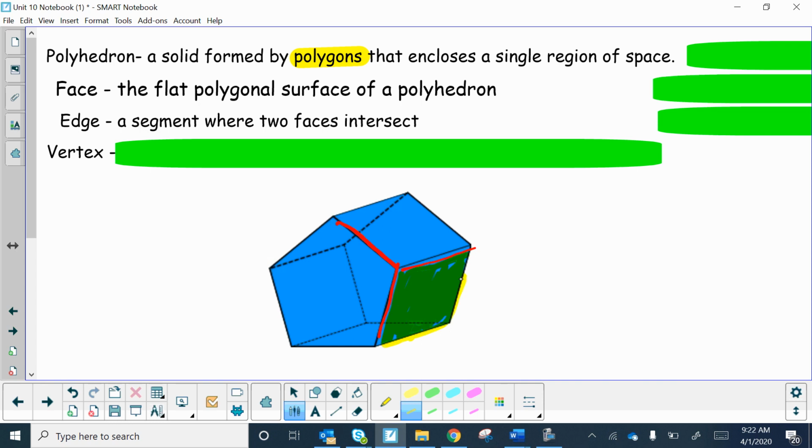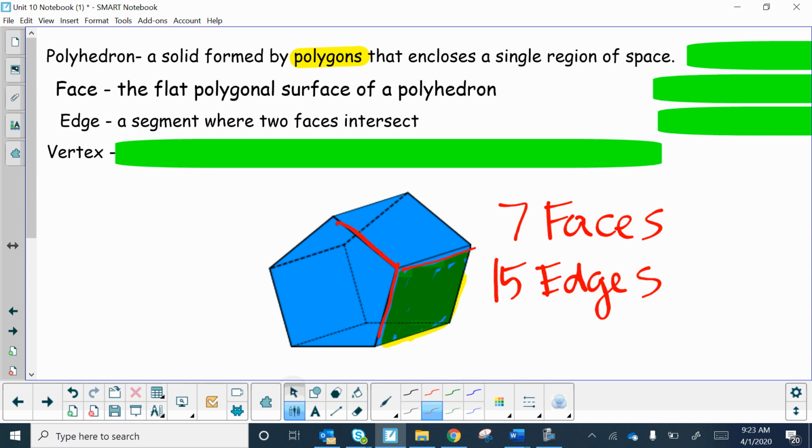So it has 1, 2, 3, 4, 5 going around, 6, 7. This one has 7 faces. How many edges does it have? It has 1, 2, 3, 4, 5, another 5, another 5 in the back. This one has 15 edges.